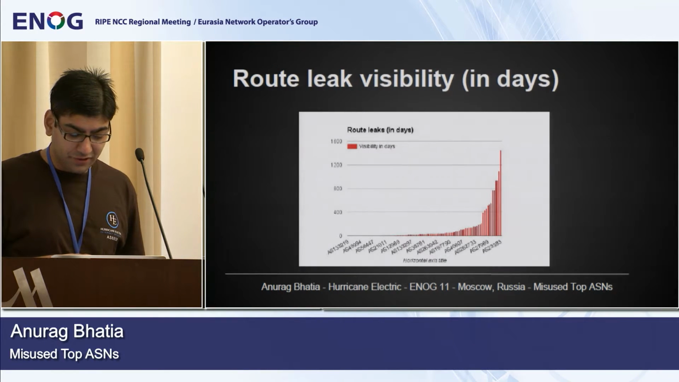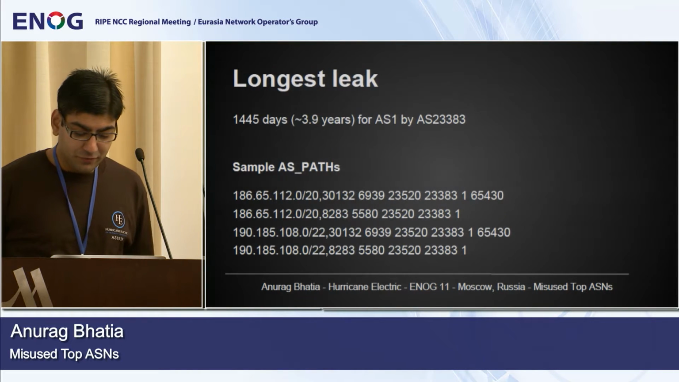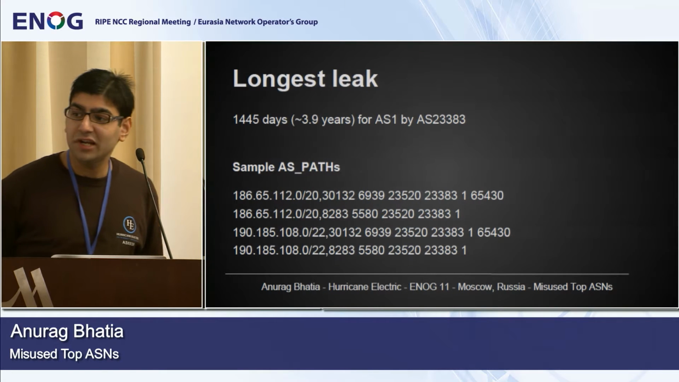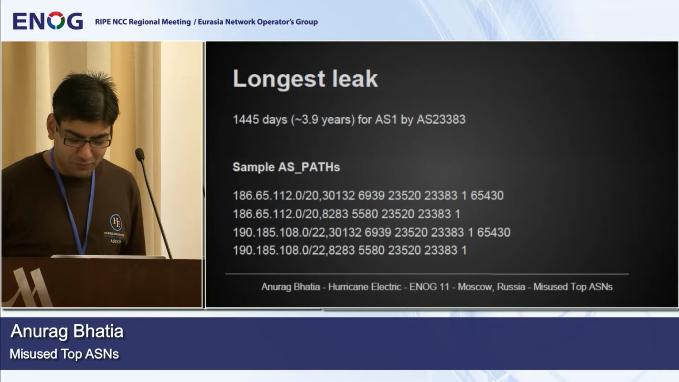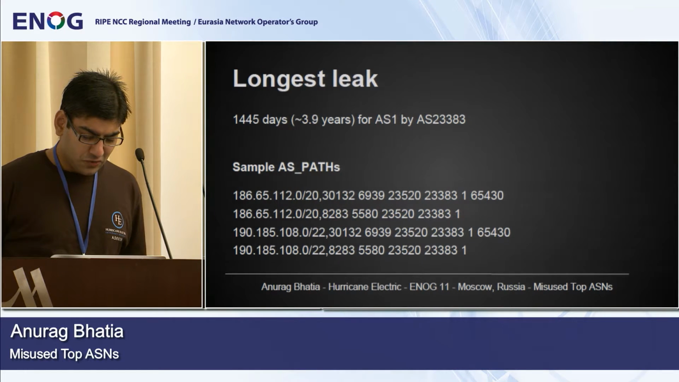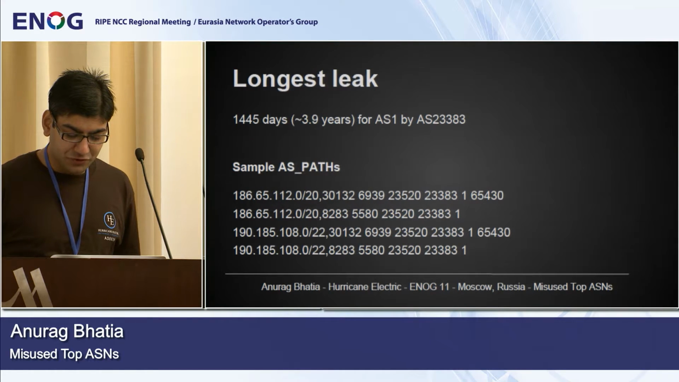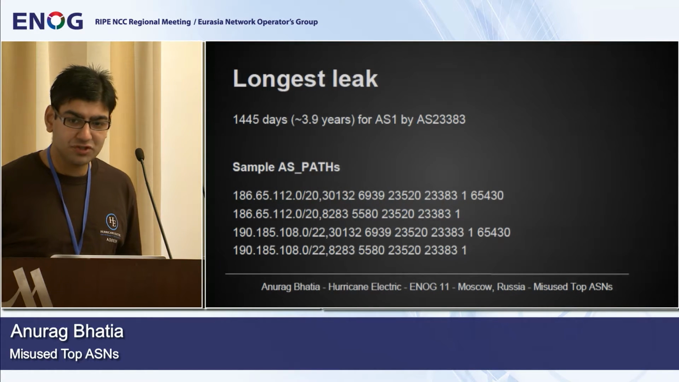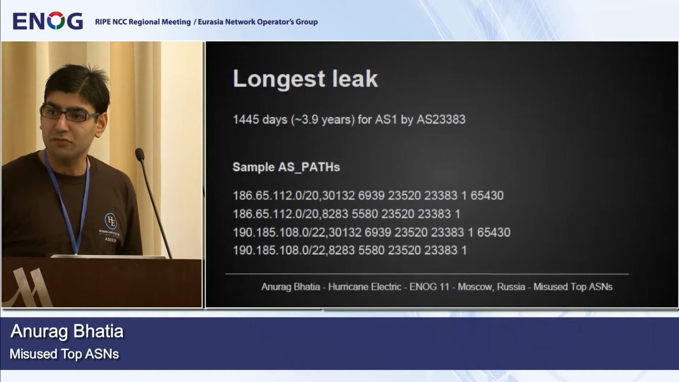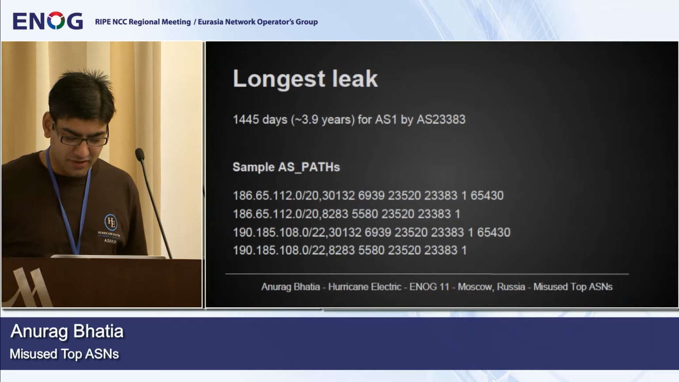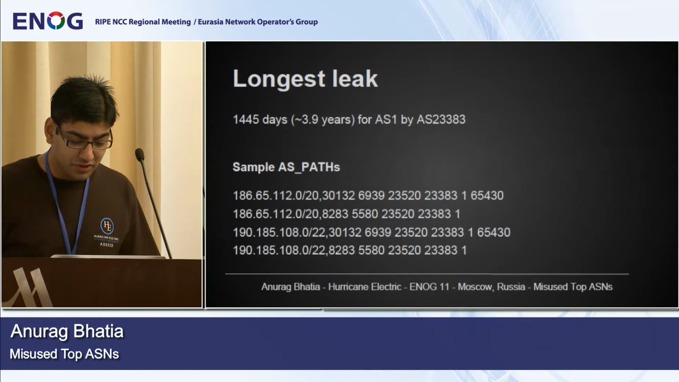This is the visibility of leaks. AS23383, this is the one where we saw the leak visible for a really long time. It was there for almost 4 years, and we have put some of the sample AS paths. You can see AS65430, a private ASN in the path, which shows probably a broken configuration or just a missing removed private AS somewhere, and possibly another prepend from someone.